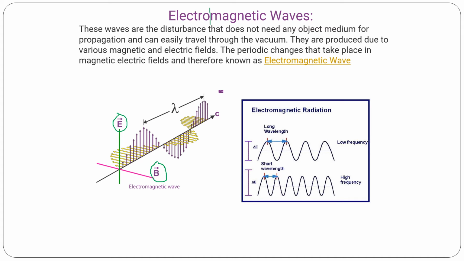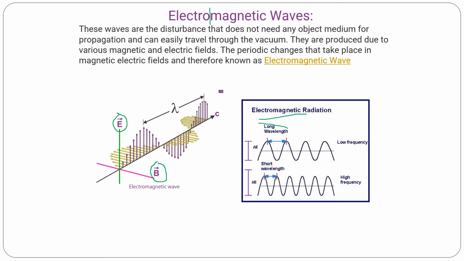They are produced due to varying magnetic and electric fields. The periodic change that takes place in the magnetic and electric fields is therefore known as electromagnetic waves. This is an example of electromagnetic radiation.